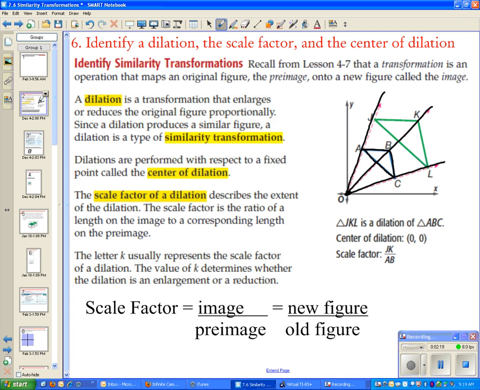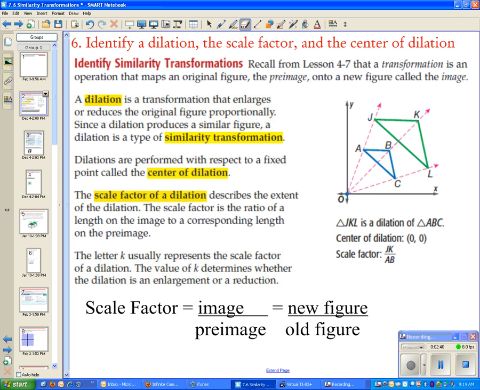We'd measure. If the scale factor was 2, we'd find the distance from the origin or the center of dilation to A, double it, that's where J would go. Find the distance from there to B, double it, that's where K goes. Distance from there to C, double it, that's where L goes. And we would end up then with a figure that's twice as big as the one we started with. That's how we did that. Okay? That's still how it's done.